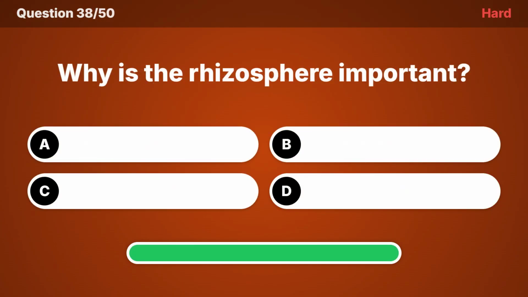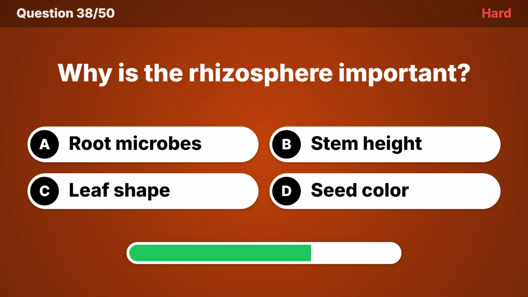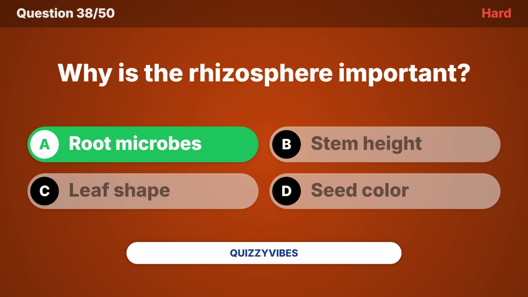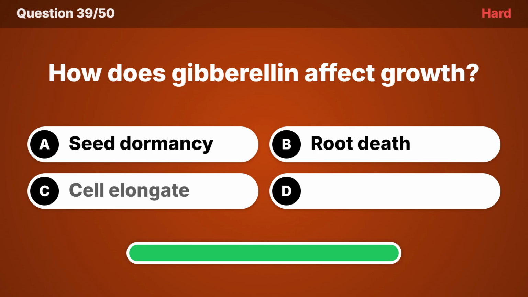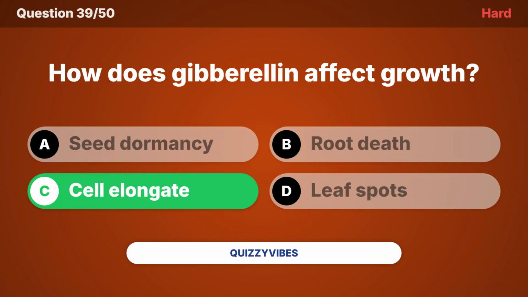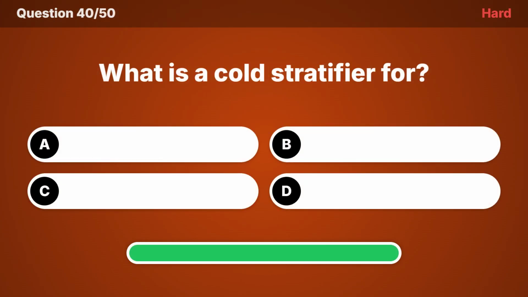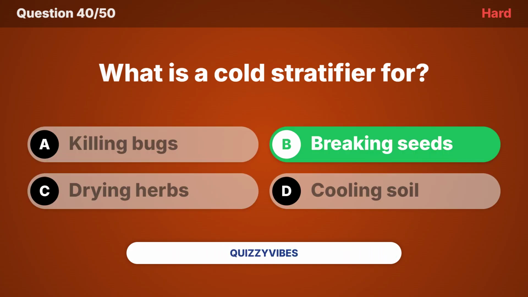Why is the rhizosphere important? Answer: root microbes. How does gibberellin affect growth? Here is the answer: cell elongate. What is a cold stratifier for? The correct choice is breaking seeds.